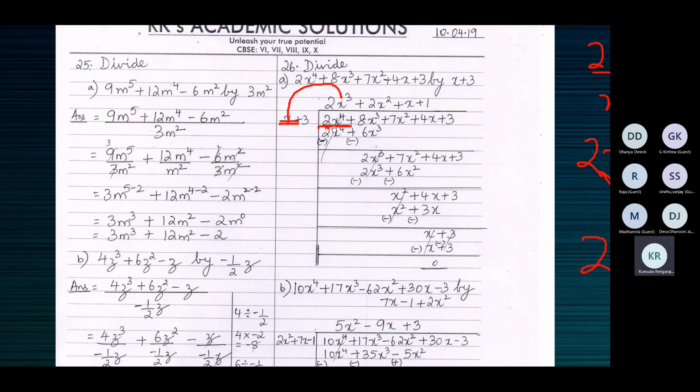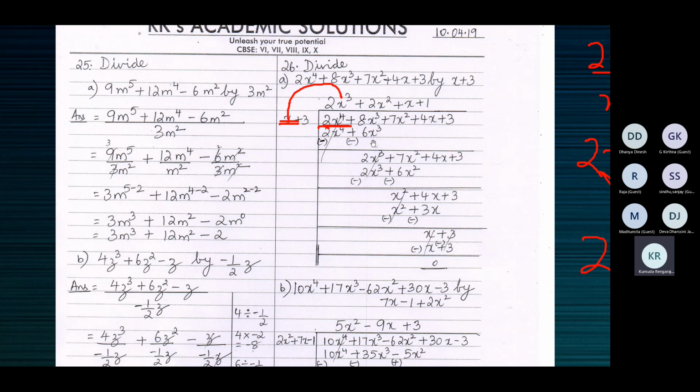The first step is divide 2x to the power 4 by x. We get 2x cubed. That is the first term in the quotient. Write it. Then multiply 2x cubed by x and 2x cubed by 3. 2x cubed into x is 2x to the power 4. 2x cubed into 3 is 6x cubed. Write the x to the power 4 term under x to the power 4 and the x cubed term under the x cubed term here.